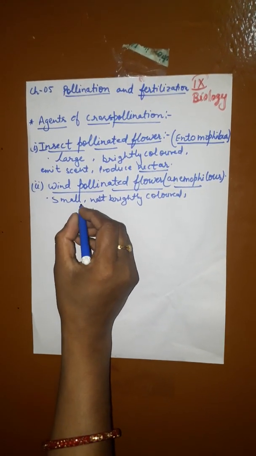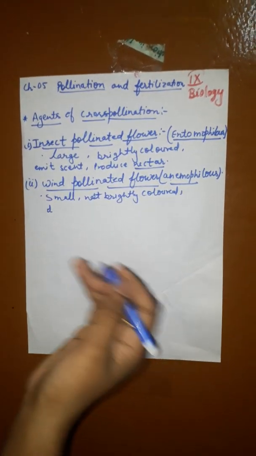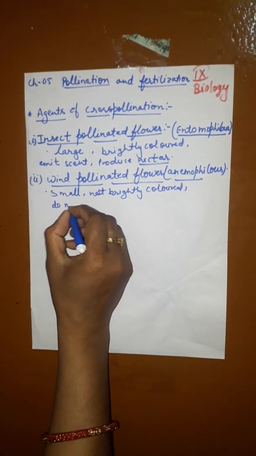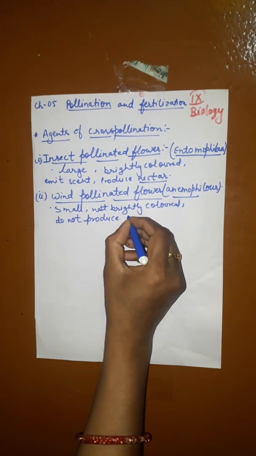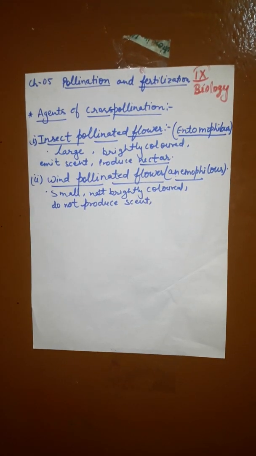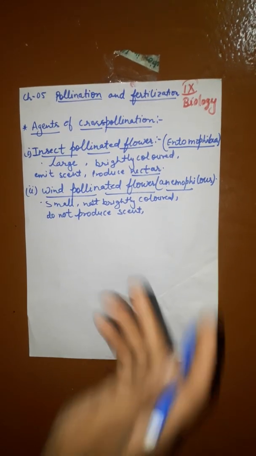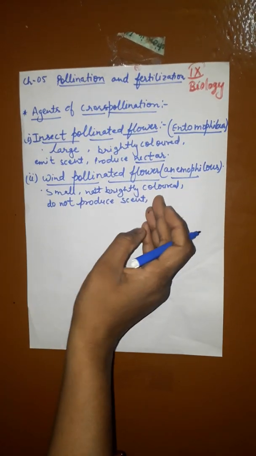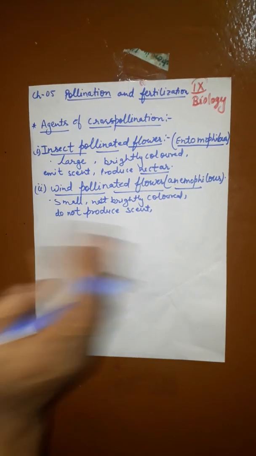They do not produce scent or nectar. Scent and nectar are food for the insect, so there is no need. Stamens are long and hang out of the flower to be exposed to wind. The anthers are large and loosely attached so that the slightest wind may move them.